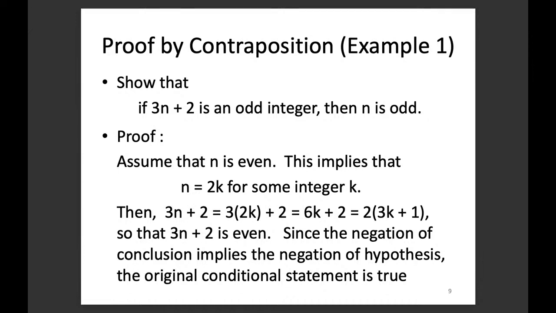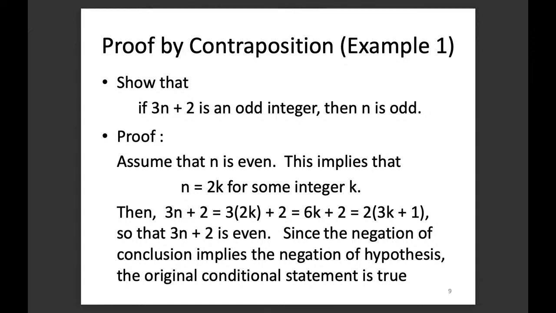But instead, what we can try is to use contraposition. So we will assume this is not true, and then hope that we can show that this is not true. So what we are assuming is that n is even. We begin with n is even, and we hope that in the end we can show 3n plus 2 is not odd, which is saying that we want to start from n is even to show that 3n plus 2 is also even.